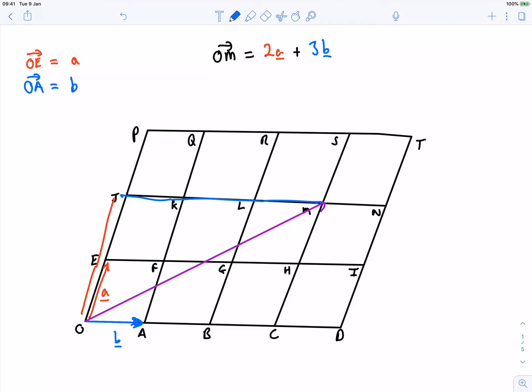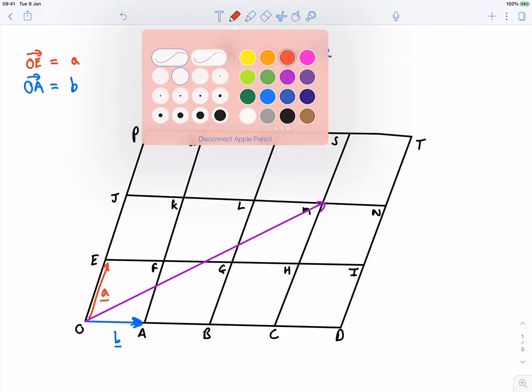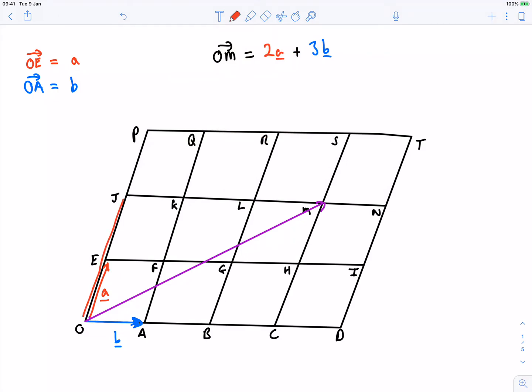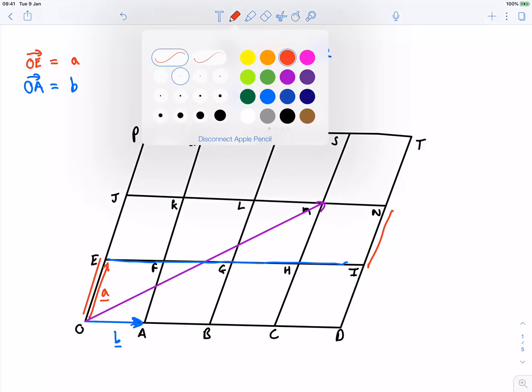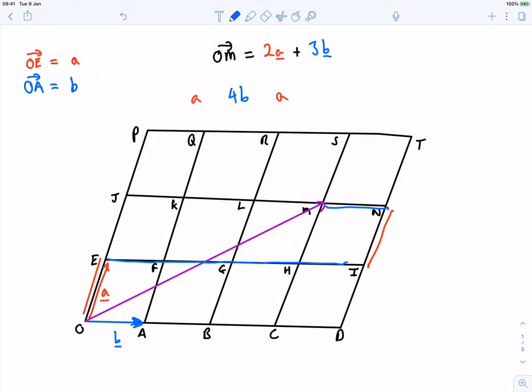Notice if I'd overshot it like I did in the previous example, let's count it together. I've got an a, so there's an a. And then I've got 1, 2, 3, 4 b, so I've got a 4b. And then I've got another a. And now because I've gone backwards, I've got a minus b. Hopefully you can convince yourself you've got an a there and an a there, which is 2a, and you've got 4b minus a b, which will give 3b.